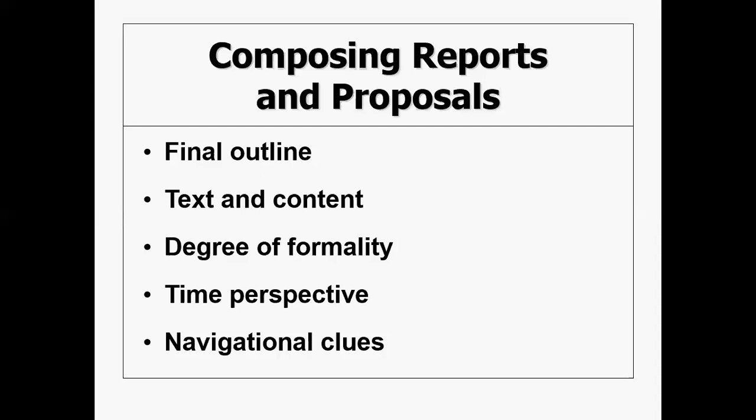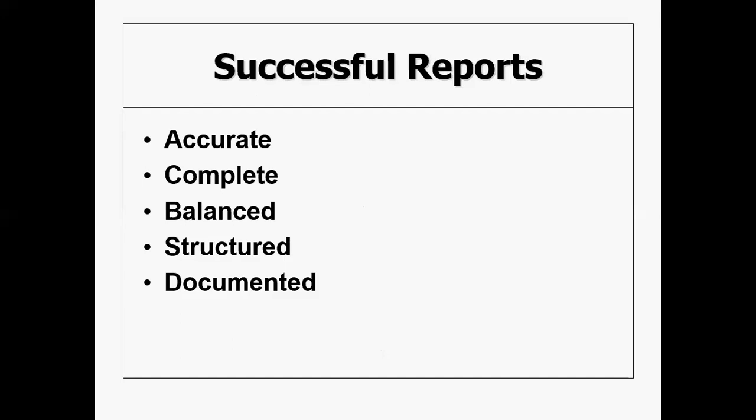Do not delay it. So always have navigational clues, which means show a list of tables and figures so people can easily navigate through the document. Of course, the accuracy, the completeness, the balance should be there. We have studied the 7 C's, and those 7 C's need to be there in every document that you write.